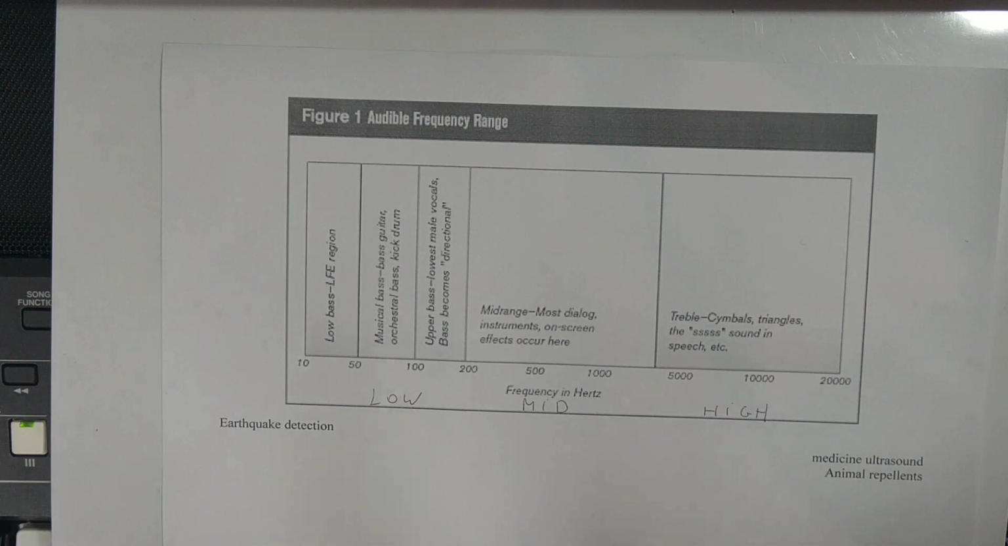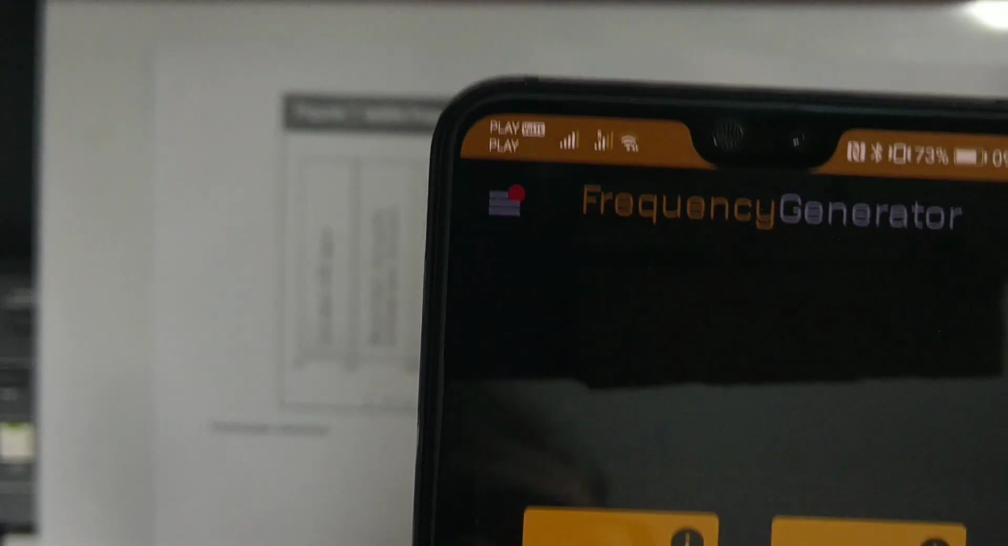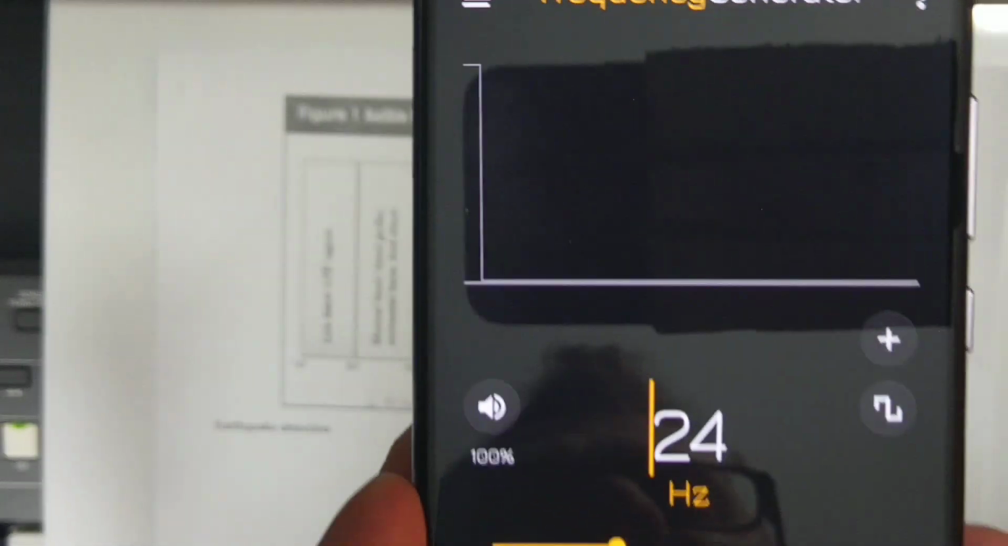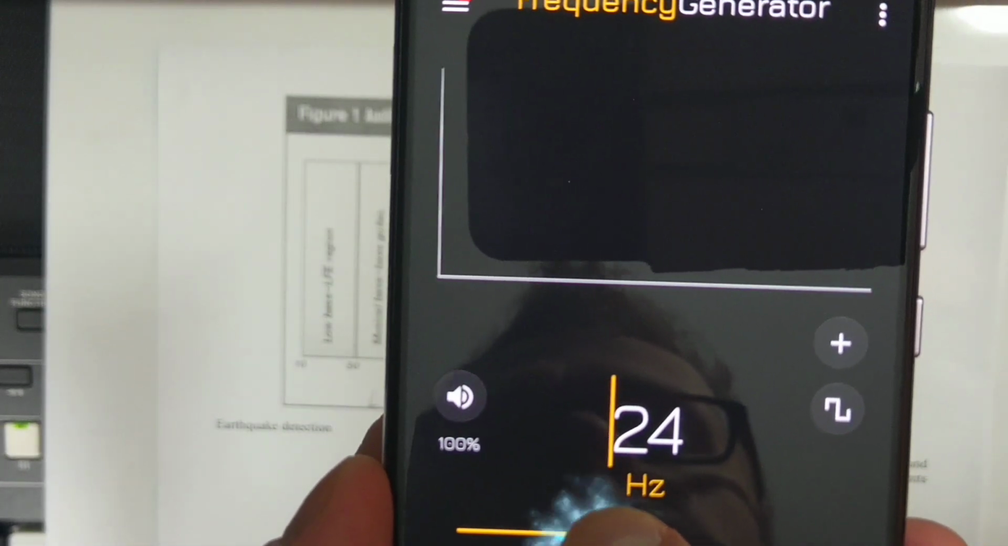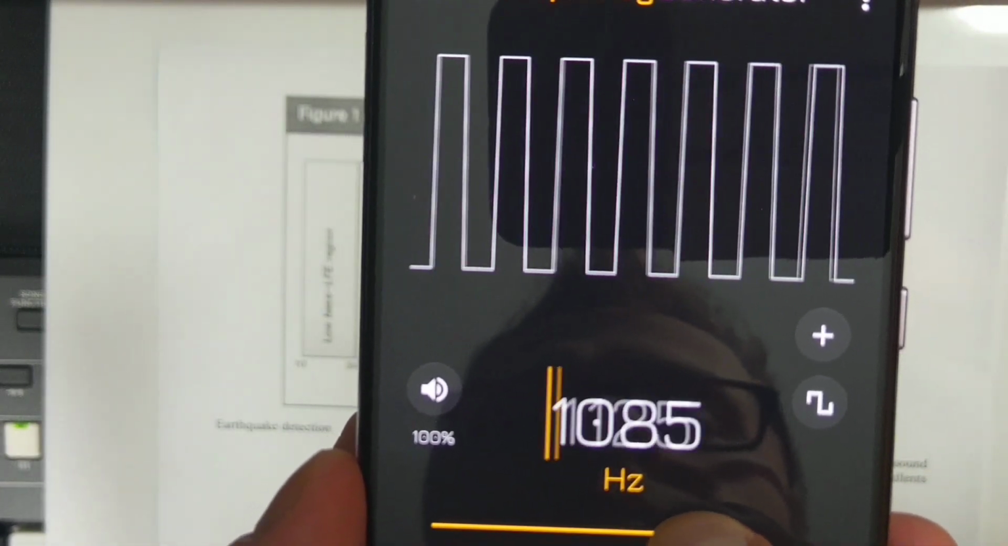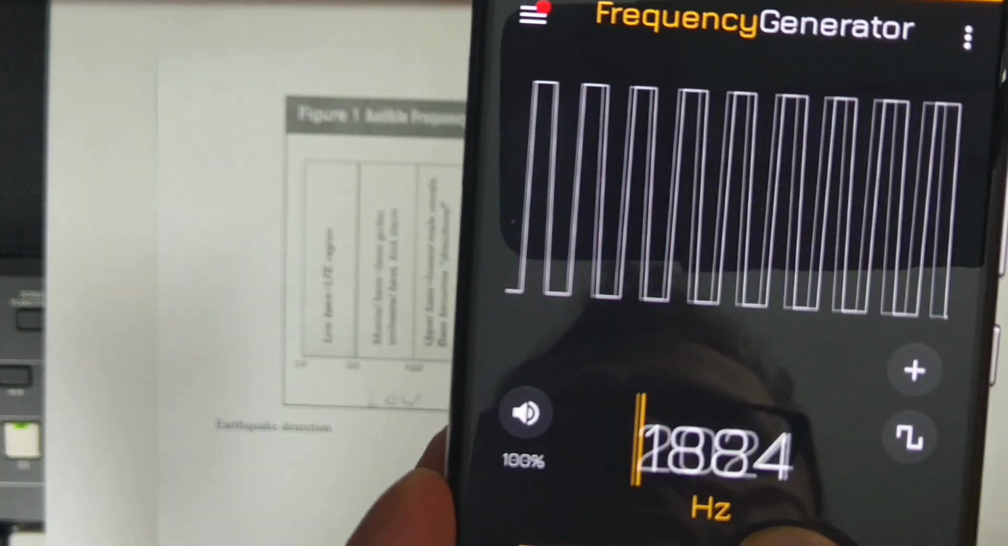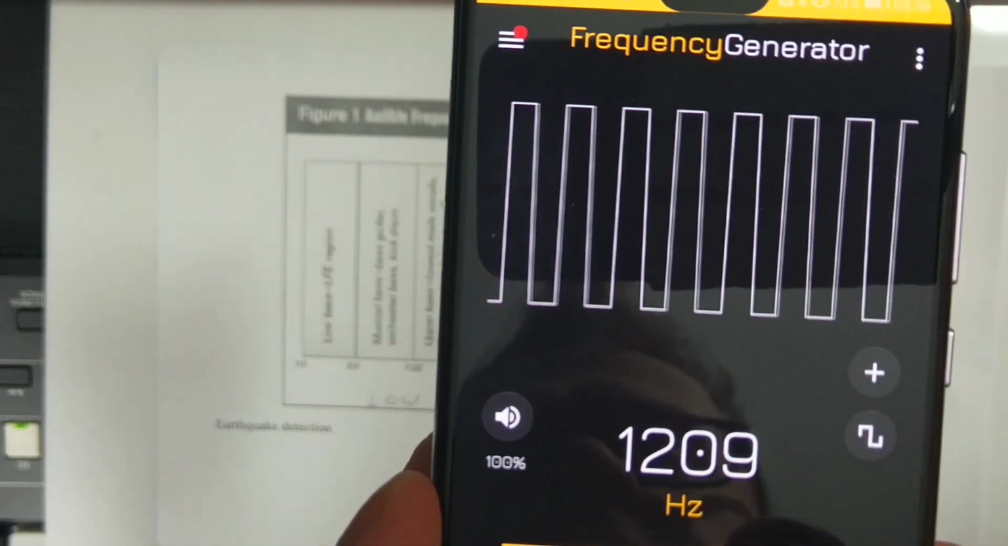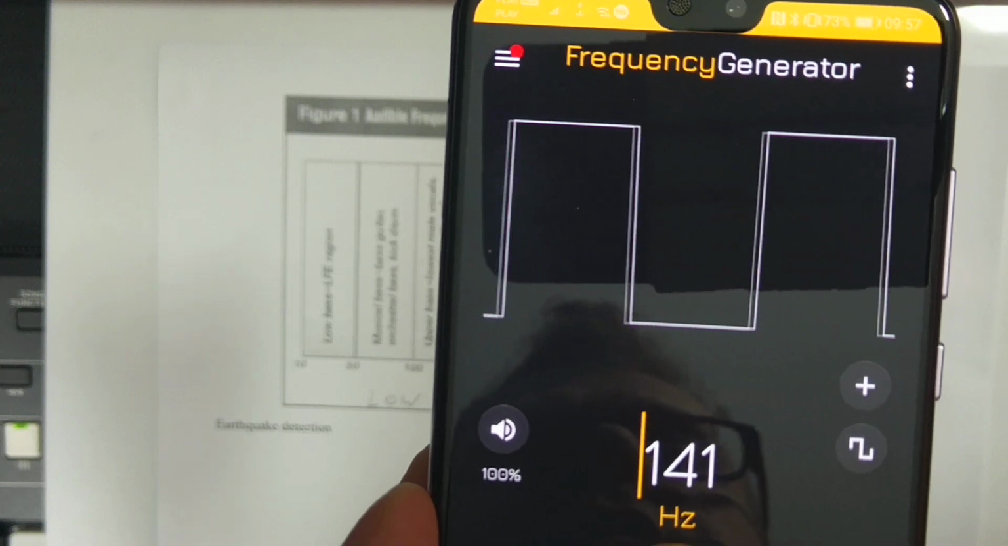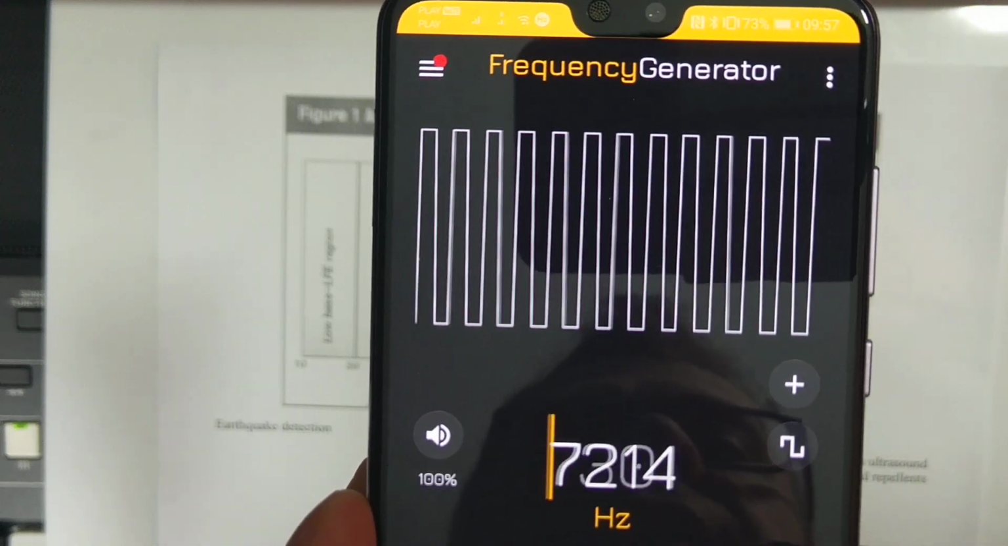Unlike the pure simple sinusoid like in this example before, you can always change it to square. A square wave is another wave. As you can see, it shows that there is low frequency and high frequency.